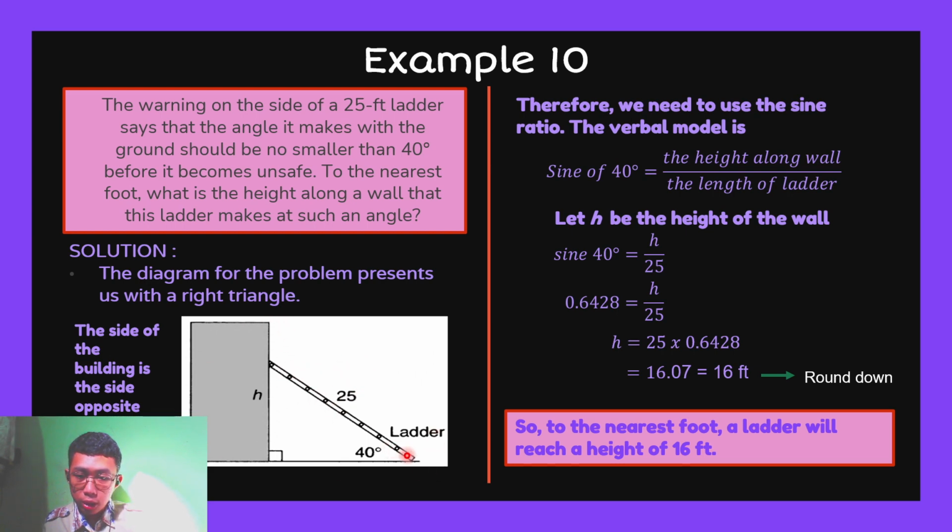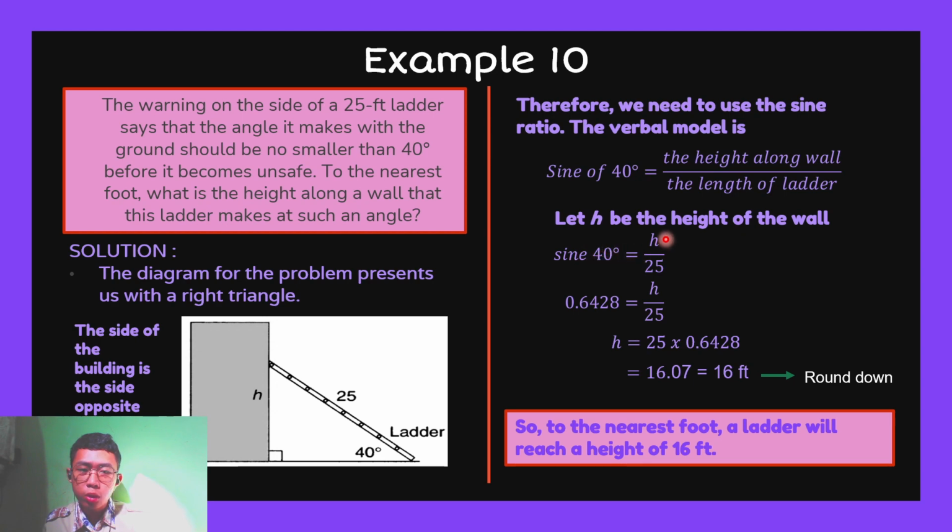This ladder and this angle meet at the ground. So therefore we need to use the sine ratio. The sine of 40 degrees is equal to the height along the wall over the length of the ladder. So let h be the height of the wall.